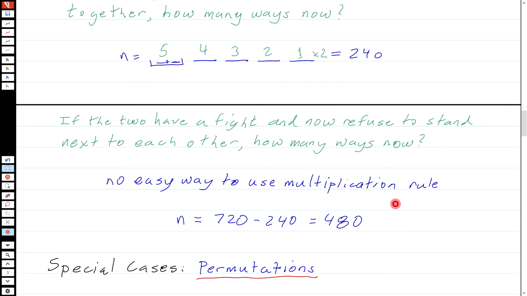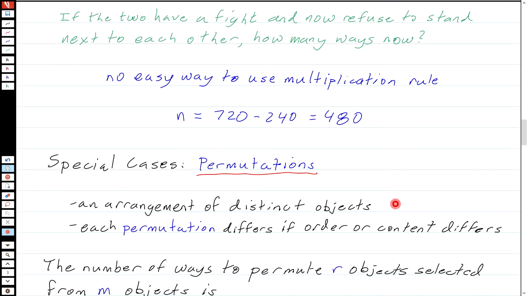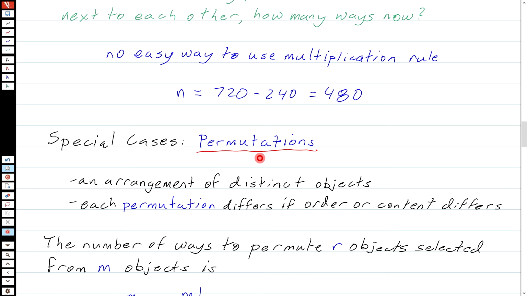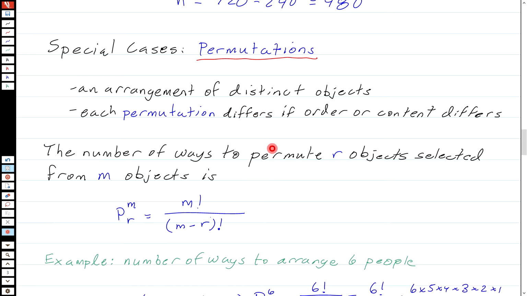Now the multiplication rule leads to some special cases that are very commonly used. The first one we're going to call permutations. And this is an arrangement of distinct objects. So these objects you can tell apart. And a permutation differs if order or content differs. Okay, so the important thing here is the order differs in a different permutation.